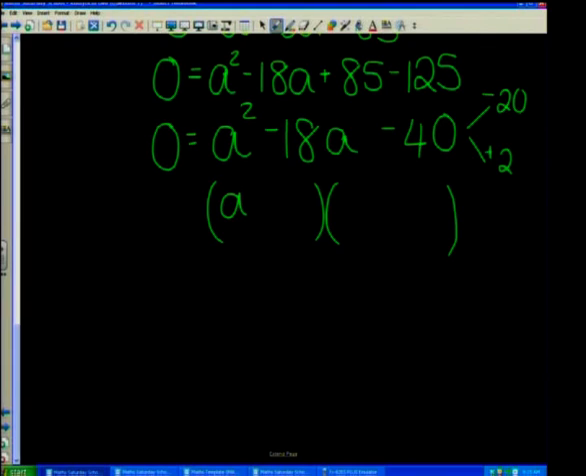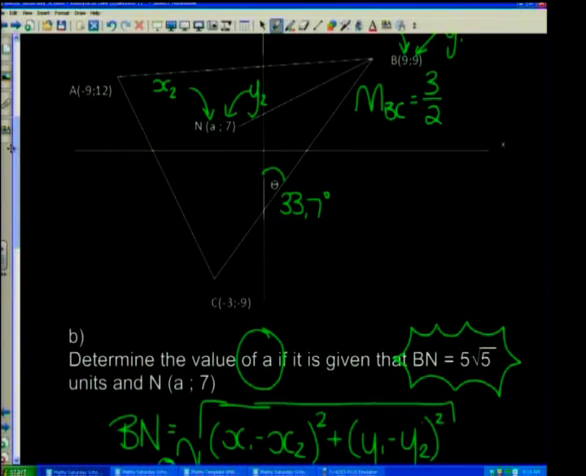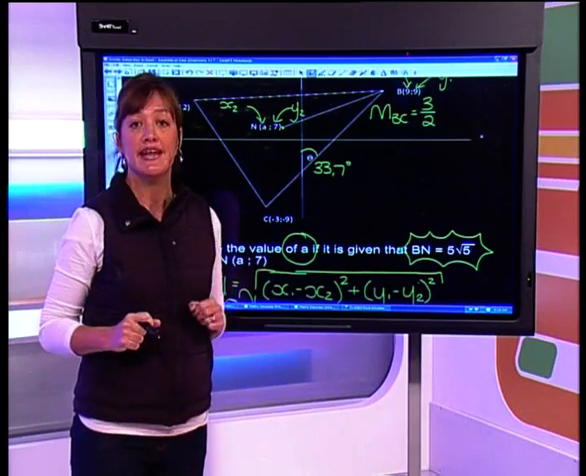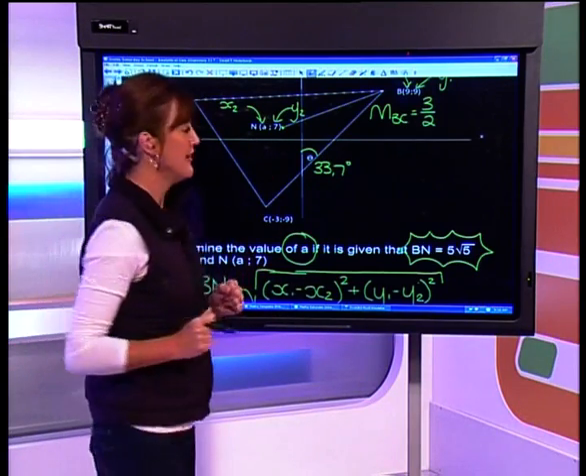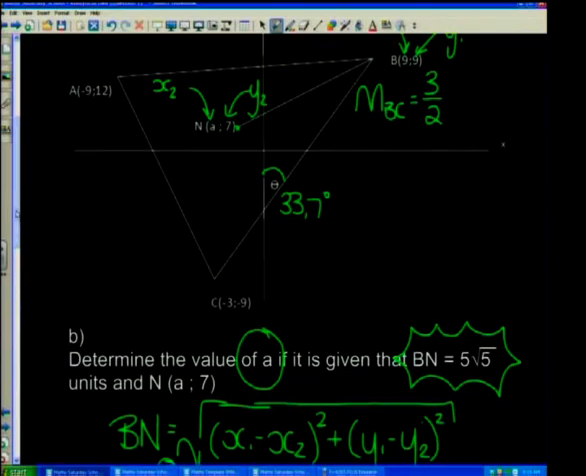So I've got my a and my a, I've got negative 20, I've got positive 2, and finally when I solve for a, we're going to get an a value of 20 and we're going to get an a value of negative 2. Let's take a quick look at our diagram here. Is it possible that my a value at that point could be positive 20? No. Is it possible that it can be negative 2? Absolutely.